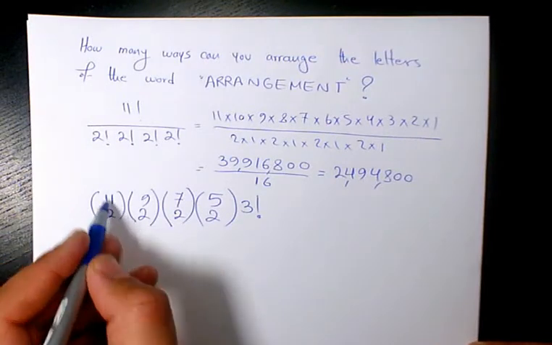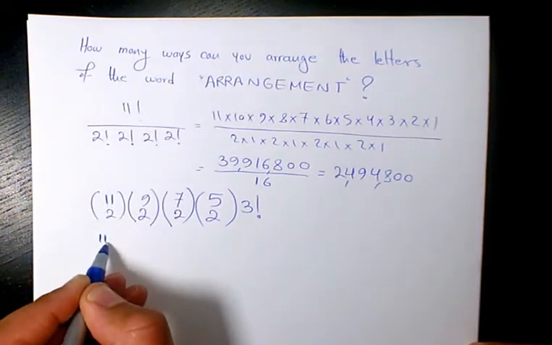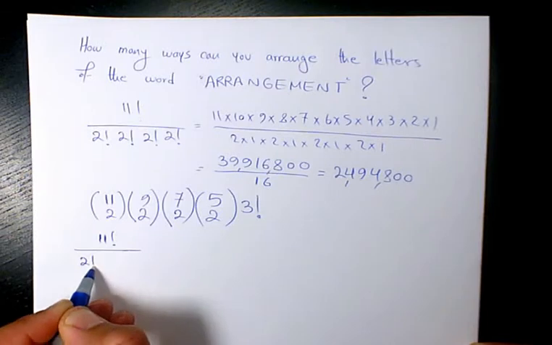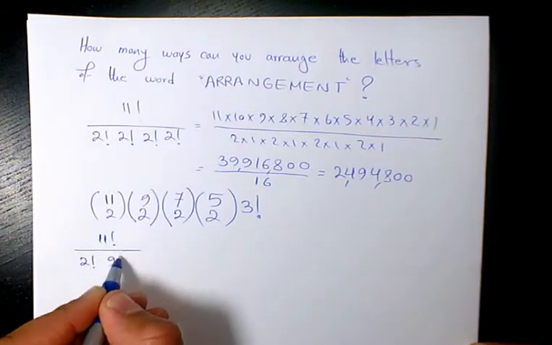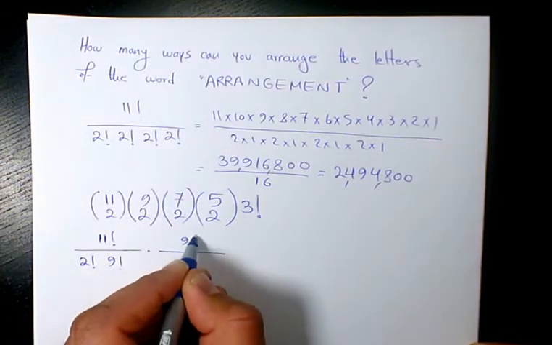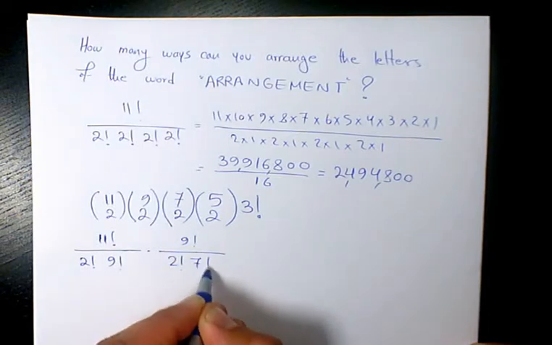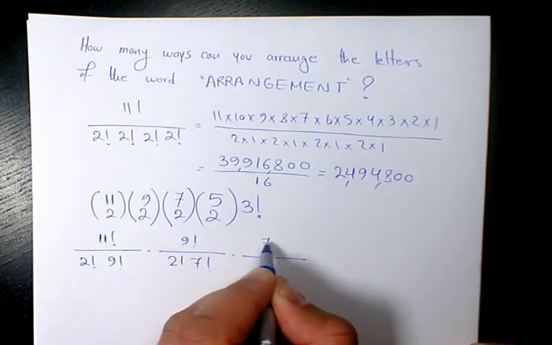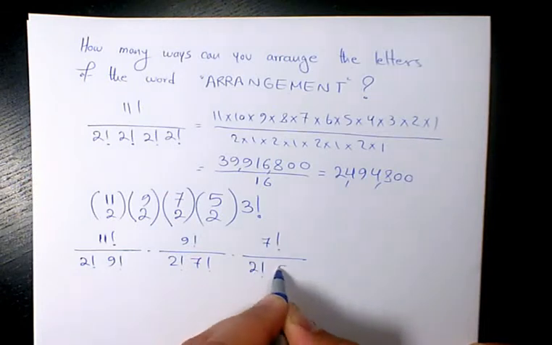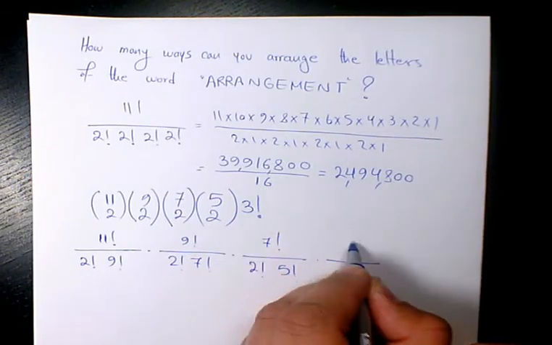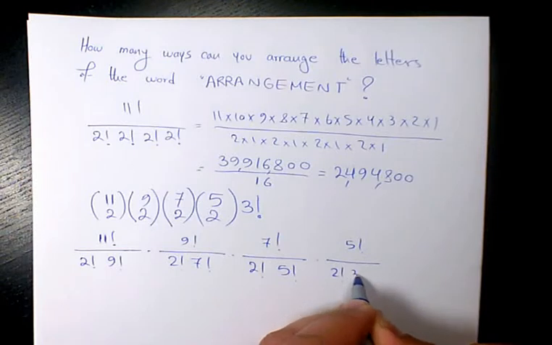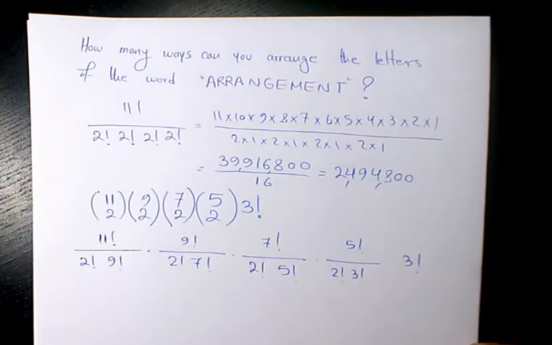So here, 11 choose 2 is going to be 11 factorial divided by 2 factorial, 11 minus 2 is going to be 9 factorial. Then 9 factorial divided by 2 factorial, 7 factorial. 7 factorial divided by 2 factorial, 5 factorial. Then you have 5 factorial, 2 factorial, 3 factorial times 3 factorial.